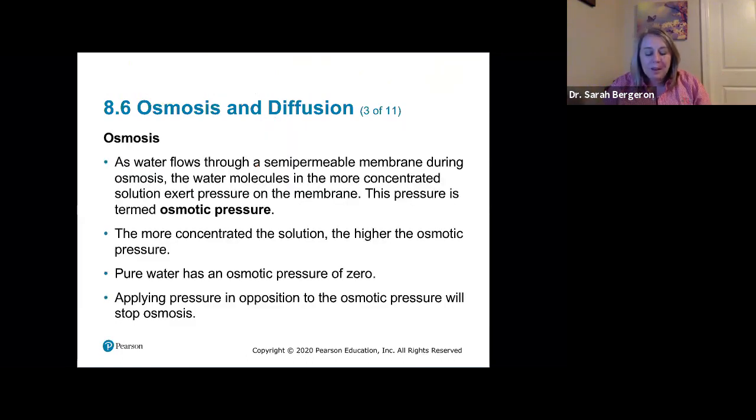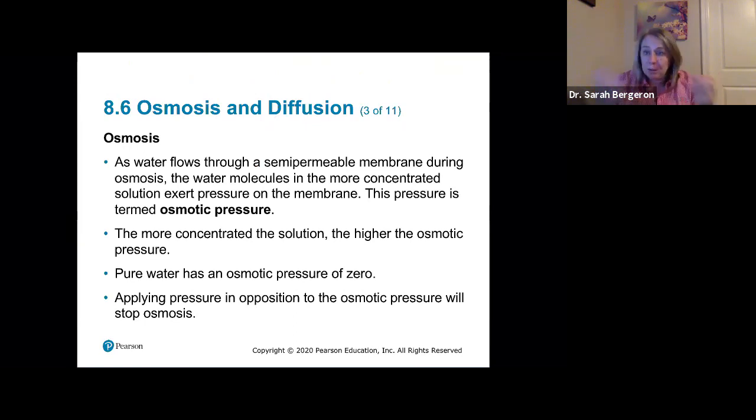And so you have to think about however much water is going to flow through that semi-permeable membrane, right? It's going to exert a pressure on that membrane. So that pressure that eventually would make the cell lyse, we call that osmotic pressure. So the more concentrated the stuff inside the cell is, the more water is going to come in. So the higher the osmotic pressure.